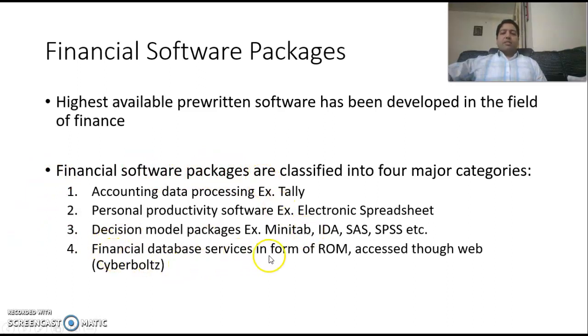Then financial database services in the form of ROM, there are different databases available. Earlier they used to be available on CD. There are different data packages available. Now they are accessed through the internet or World Wide Web. A very famous example of that is Cybercorp. If someone uses such software, they can get financial data related to the competitor and the surrounding environment. The financial situation of the company, the fundamental and technical analysis, all these things are available on this software nowadays. So these financial database services provide a large set of information to managers to take the right decision.